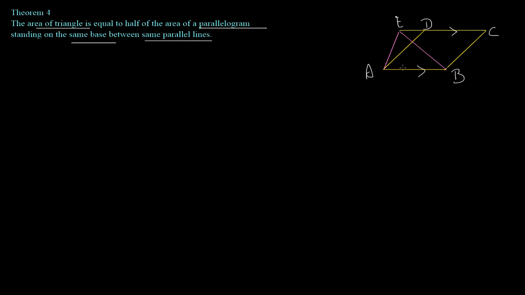The triangle is obviously going to be triangle ABE. This triangle is equal to half of the area of parallelogram ABCD standing on the same base AB between the same parallel lines AB and CE. So this is what we need to prove.